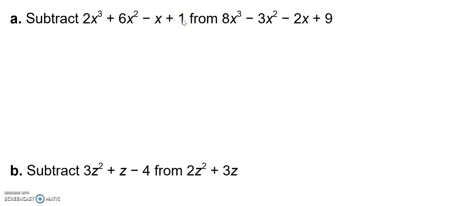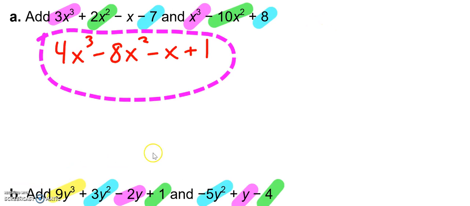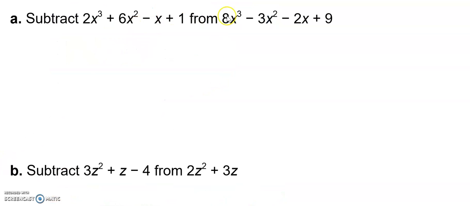And the reason why I'm emphasizing that is keep in mind when we have addition, the order in which we add doesn't actually matter, right? Here, if I do 2x squared plus negative 10x squared, or if I do negative 10x squared plus 2x squared, either way it's negative 8x squared. But the order in which we subtract is very important. 5 minus 3 and 3 minus 5 are not the same thing. So we have to be careful.